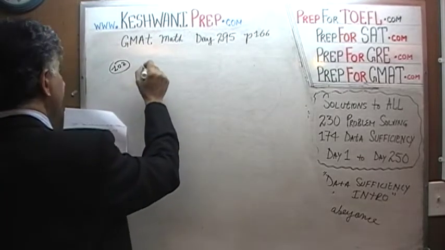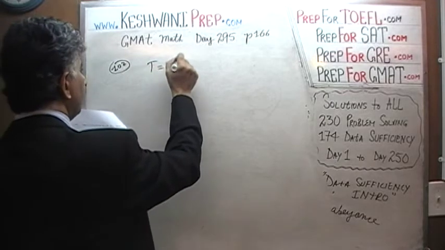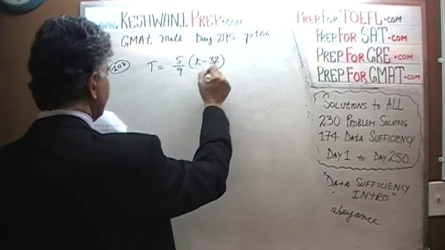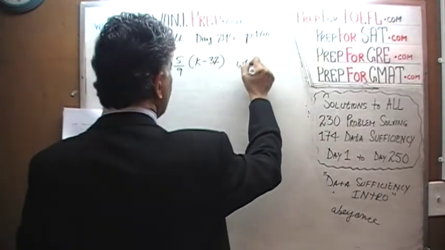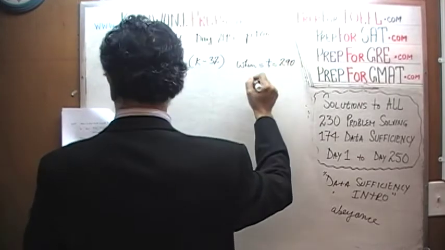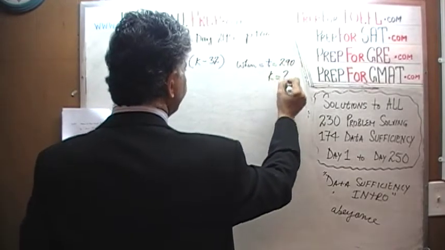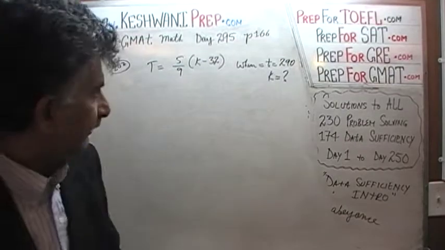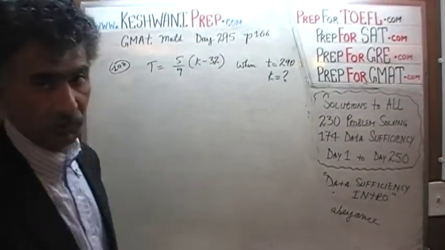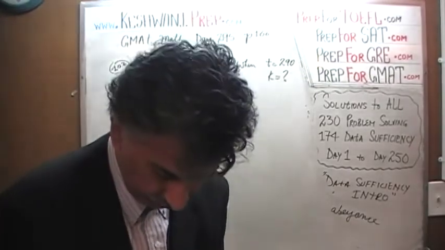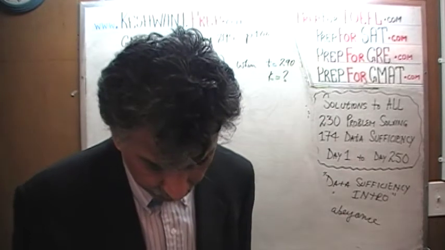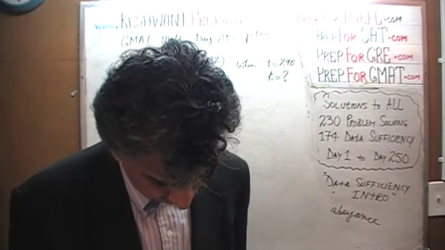In 102, they give us the equation T equals 5 over 9, we are told, K minus 32. When T is equal to 290, how much is K? Using this equation will convert temperature from whatever it is, I believe from Celsius to Kelvin. It really doesn't matter what they call it, we just have to solve the math problem.